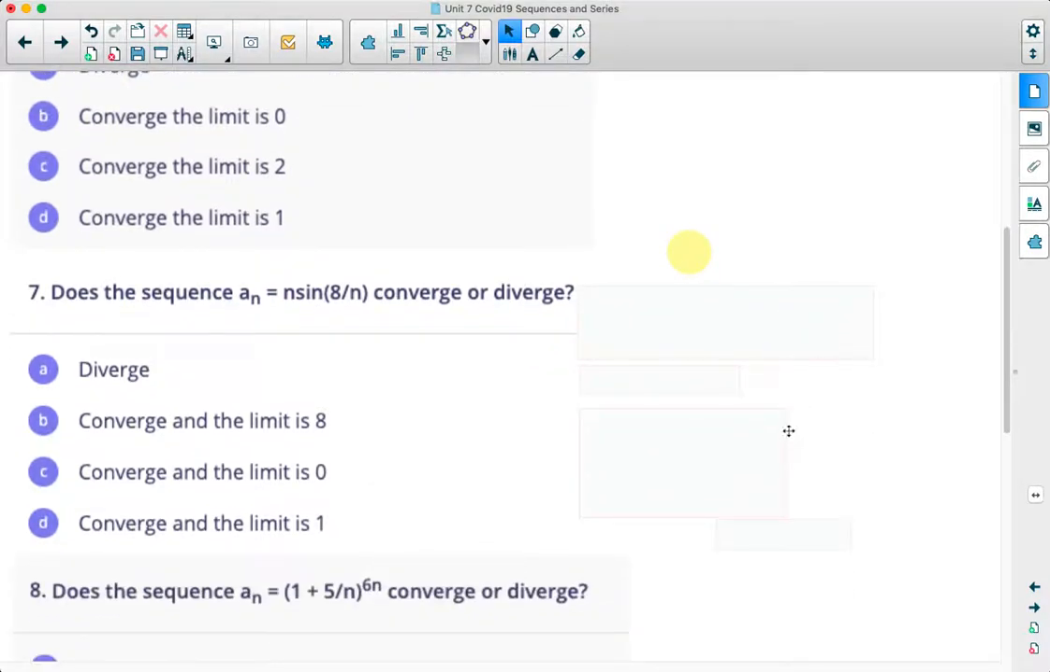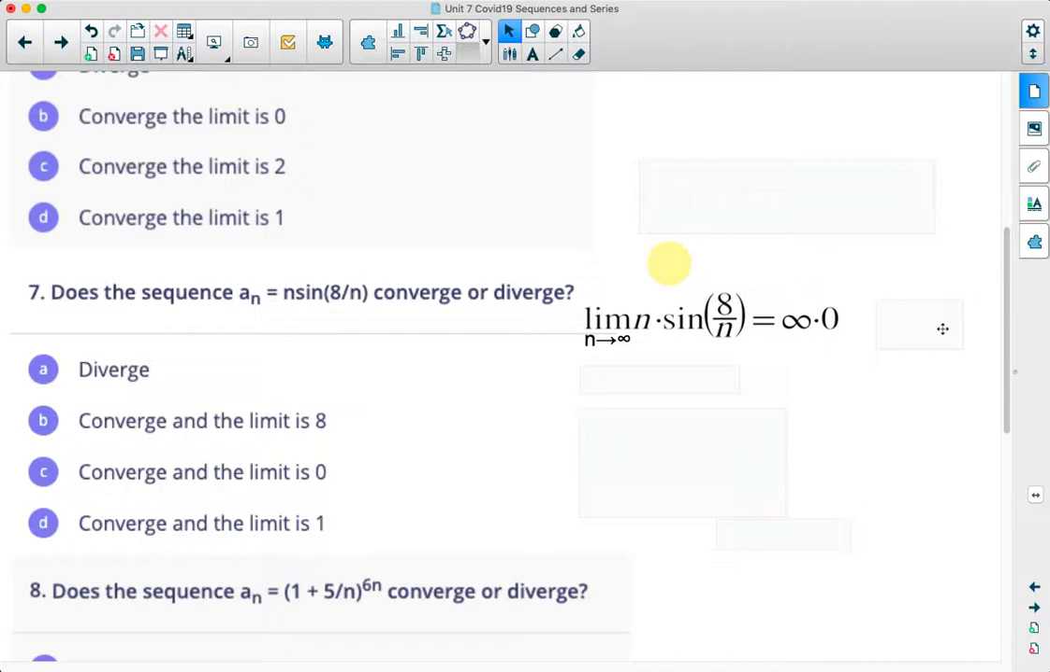This one was a little more difficult because now what you really have to look at is the limit as n approaches infinity of n sine 8 over n. Well, let's look at these pieces. n just gets larger and larger and larger. It's approaching infinity. 8 over n is approaching 0, like we just saw in that cosine problem. And the sine of 0 is 0.